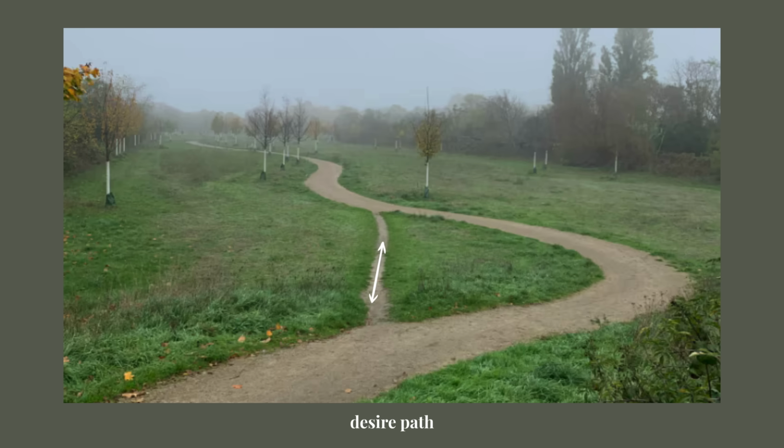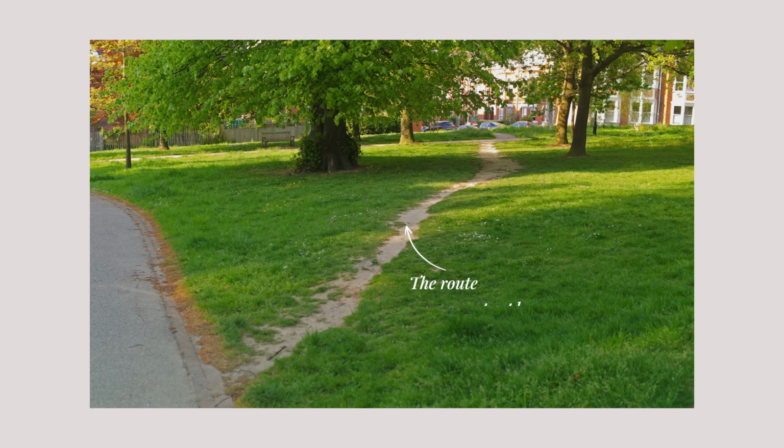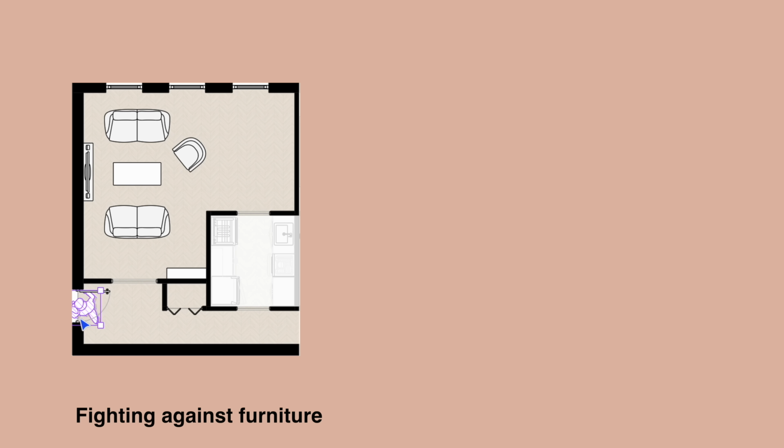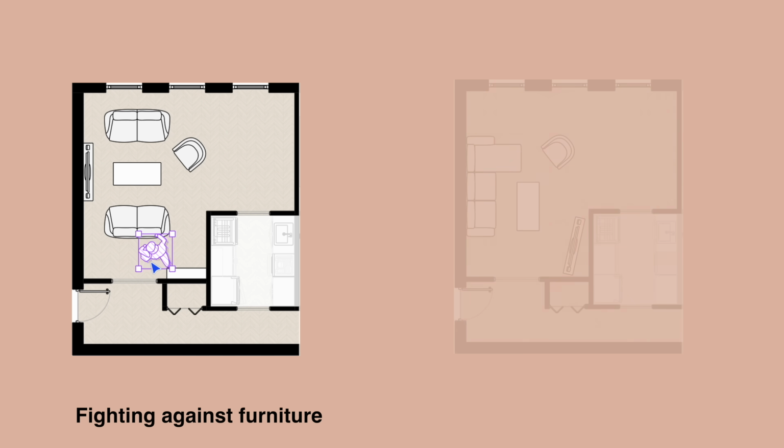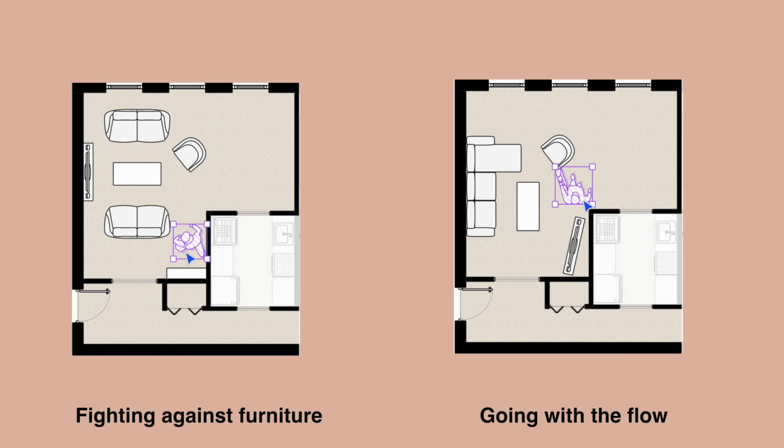But sometimes you also see trails in the grass that have been made and worn down by so many people's footsteps. They're not supposed to be there, but people made them there because these trails show the route that people actually want to take. And in the home, this is the same thing. People will naturally want to move a certain way. And yes, you can ignore it, but people are always going to feel like they're fighting against something rather than going with the flow of the room.